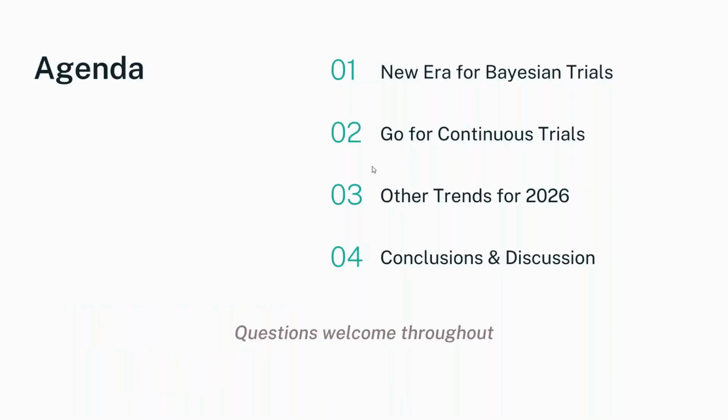So in terms of today's agenda, firstly, a new era for Bayesian trials. Obviously, this new FDA Bayesian guidance that came out just a few weeks ago is a huge milestone and has significant implications going forward. Then we'll have a goal for continuous trials, this new concept coming especially from the FDA of having trials which seamlessly move into each other rather than having the traditional three-stage clinical trial process. And then we'll talk about some other trends for 2026 that might be important, like AI and ML, multi-regional clinical trials, rare diseases. And then, if time allows, we'll have some conclusions and discussion at the end.